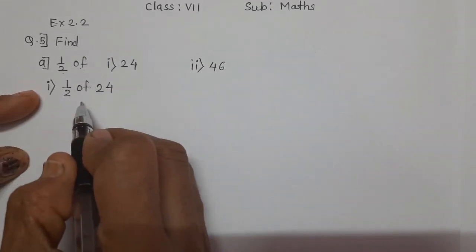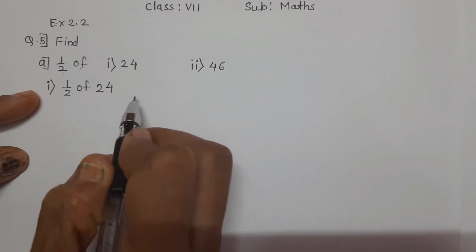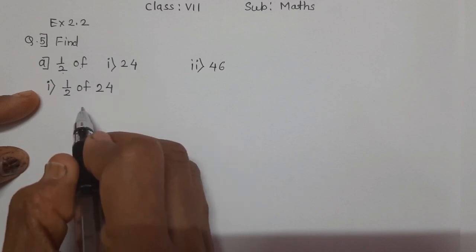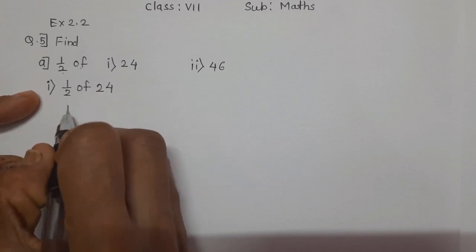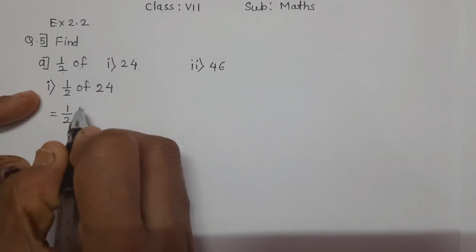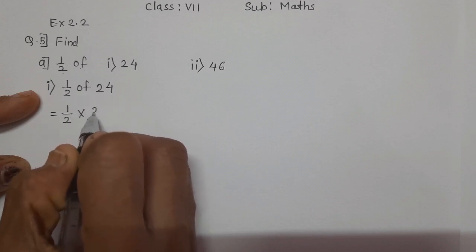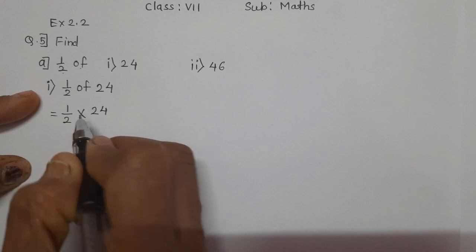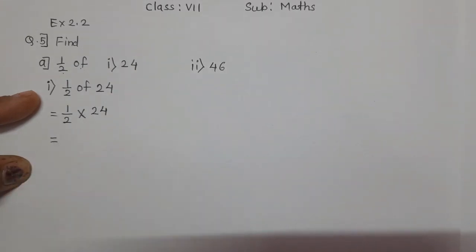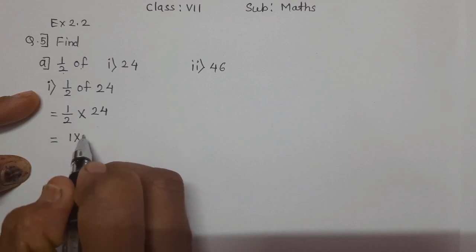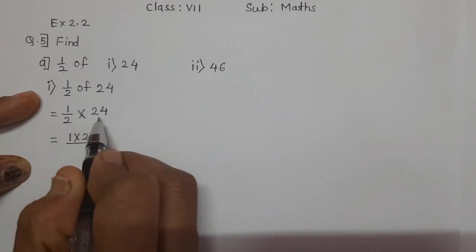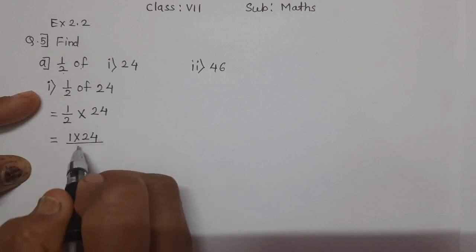Now here of represents multiplication. Okay, of means what we have to do right here in the place of multiplication. Okay, so right here 1 upon 2 of means here multiplication sign multiplied by 24. Okay, now what we will do, see 1 multiplied by 24, numerator and numerator will multiply, and for 24 there is no denominator means 1, so write here 1 into 24 upon 2, here there is no denominator means 1, so 2 ones are 2.